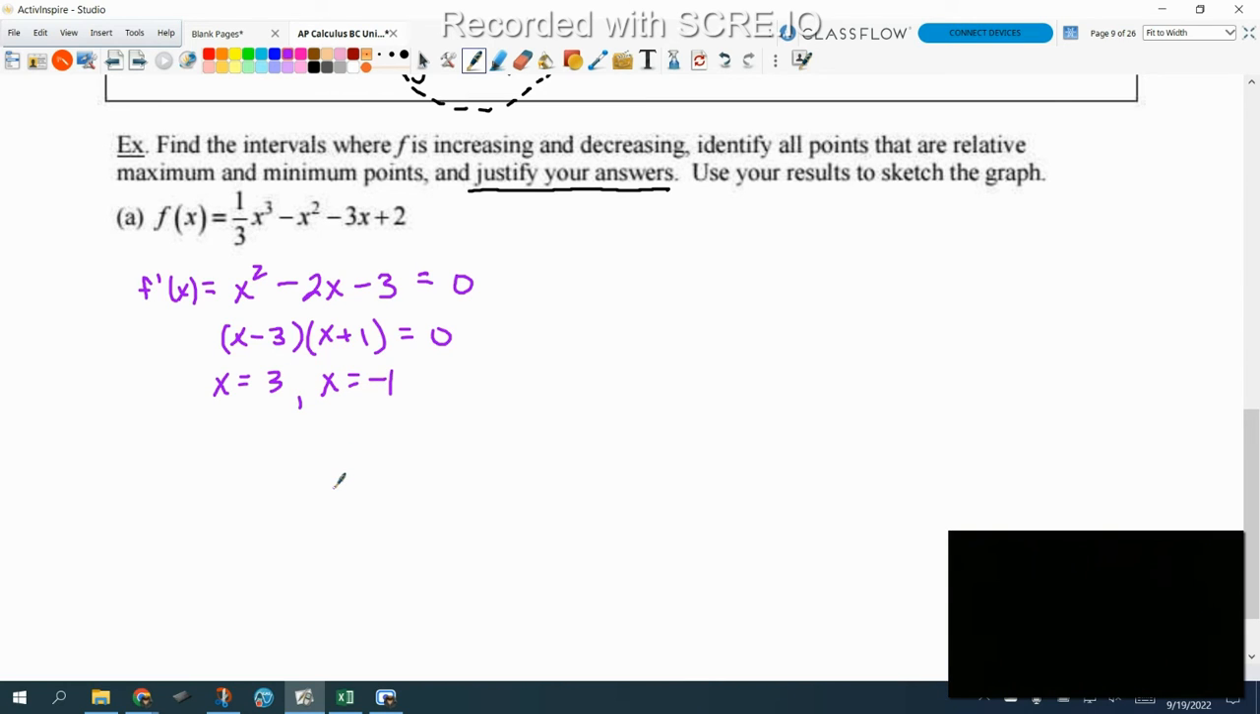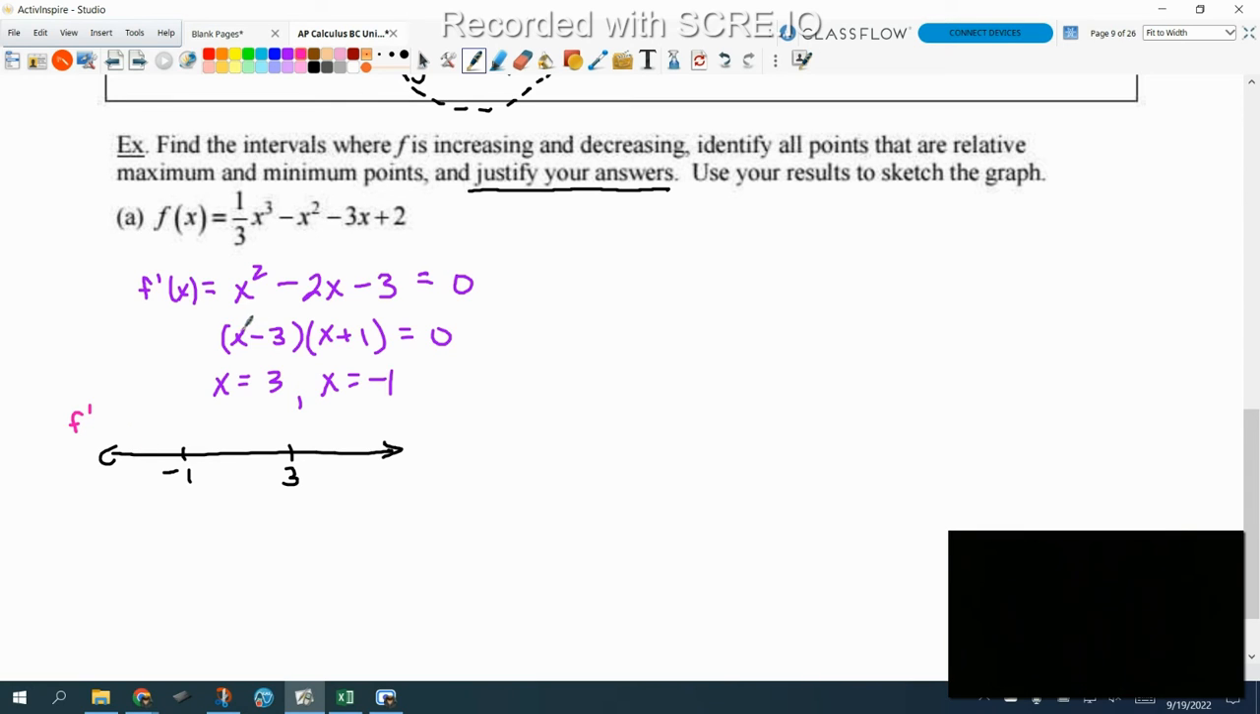All right, so we have two critical points at 3 and -1. Okay, these are going to be where our relative maximum and minimum points occur, and they're the only places where the maximums and minimums could occur. Okay, so draw a number line. Make sure you put your points in order. All right, and then we're going to plug numbers into f prime in between these critical points. All right, and I'm going to use the factored form. It's usually easier to do it in factored form.